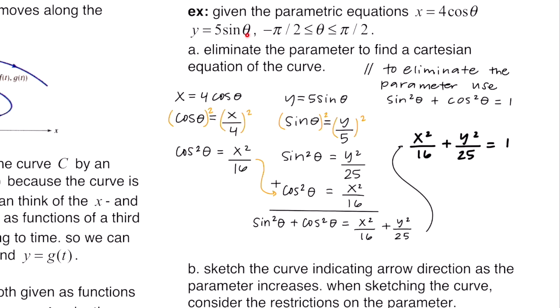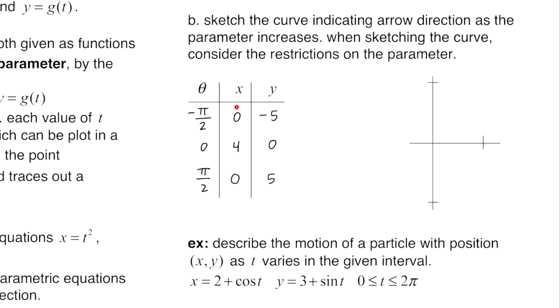So sine of pi over 2 is 1, and 1 times 5 is 5. All right, let's go ahead and plot these points over here. So first we have 0, negative 5, so 0, negative 5 will go there. Next we have 4, 0, so 4 comma 0 is right there. And then we have 0, 5, so 0 up 5 is right there.